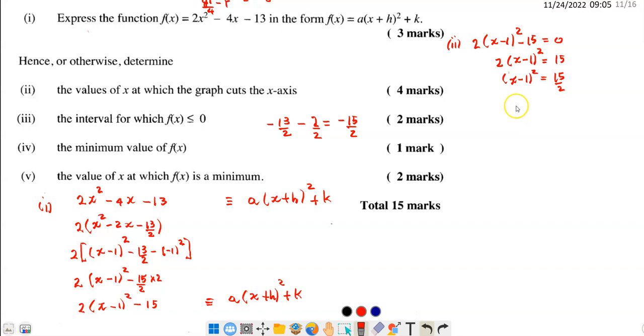So what we have there is x minus 1. We multiply by the power half. So what we have there would be plus or minus the root of 15 over 2. Okay, so then x would equal plus or minus the root of 15 over 2 plus 1. And we're going to use our scientific calculator to get the value of x there.